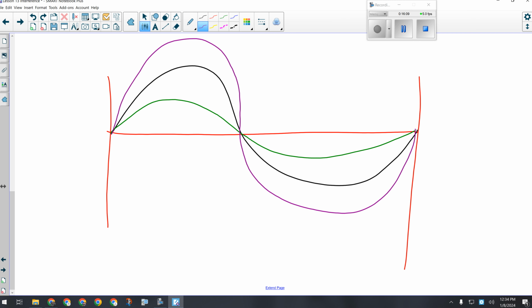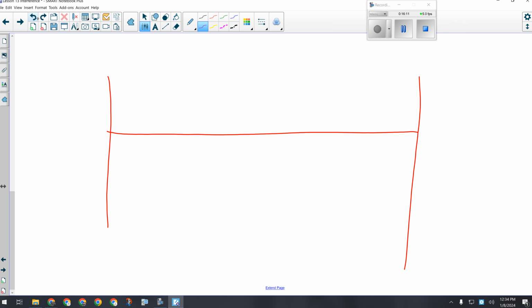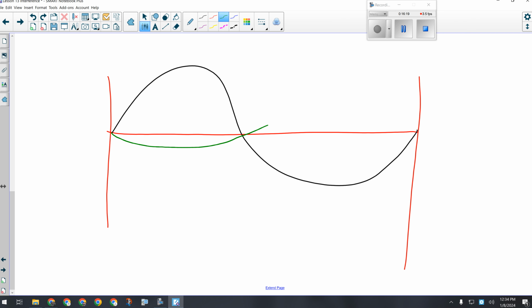Okay, now if I did it differently, so let's say I've got that wave, and then I have this wave. Are those waves in phase or out of phase? They're out of phase. What kind of interference am I going to get? Destructive, right?